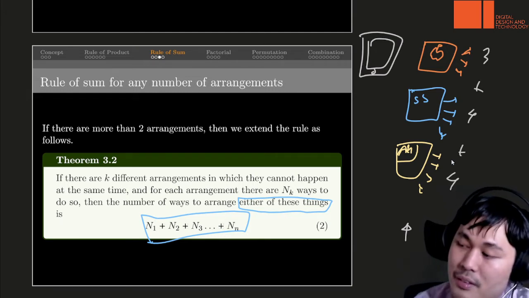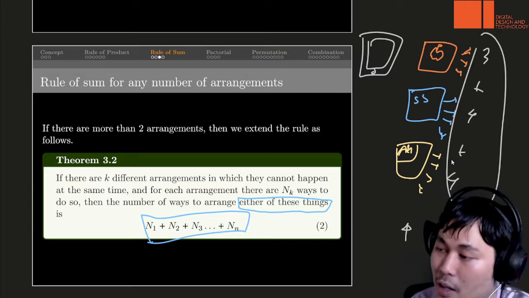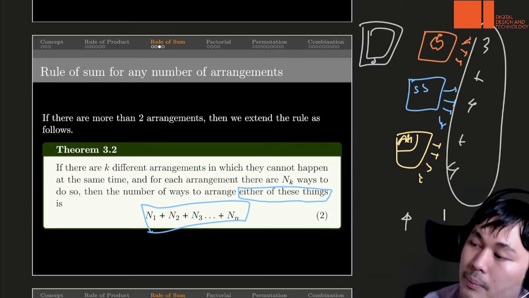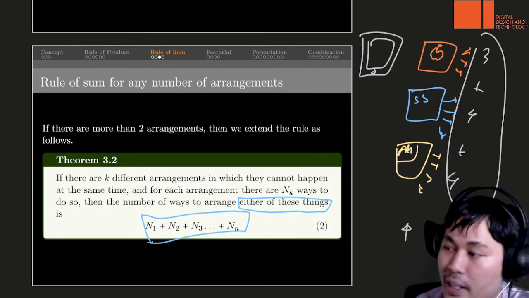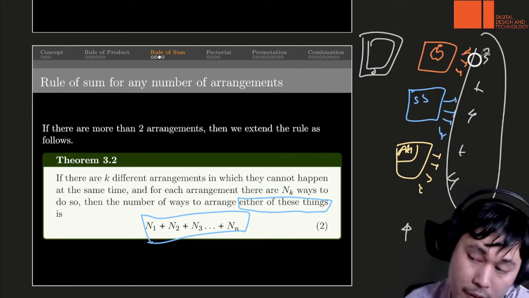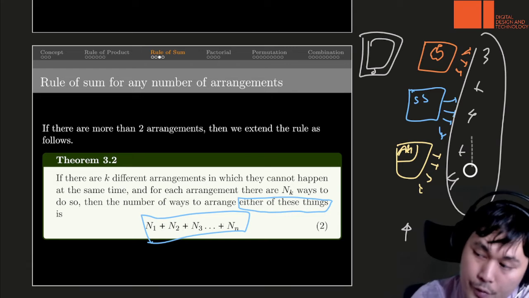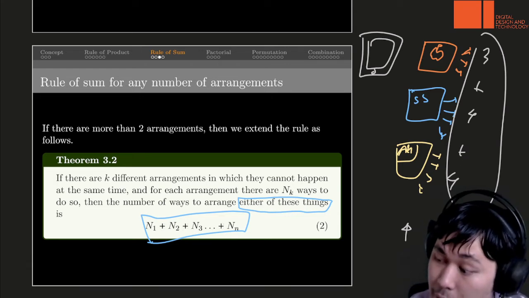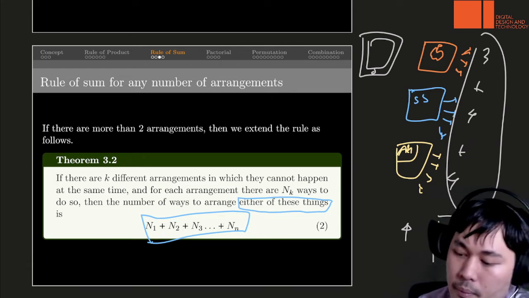Yeah, of course, it's the sum. Among these tablet products, how many of them are there? 3 for the first company, 4 for the second company, 4 from the third company. That means you have 11 options to choose from.